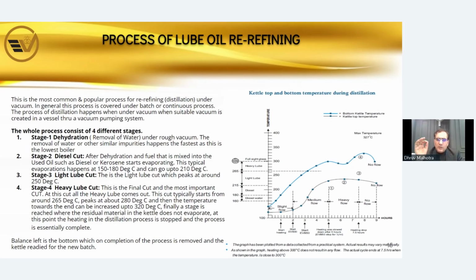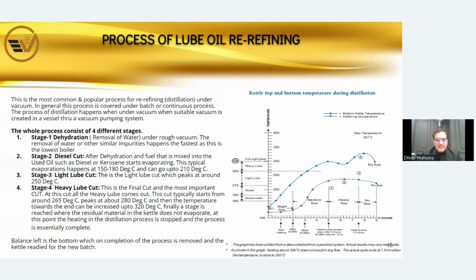So if I want to tell you the whole process, I will categorize it into 4 stages. Stage 1 is the stage of dehydration. At stage 1, we are removing water and other low boilers that are present in the system. This stage removes all impurities which are low boilers, and the temperature rise is not very high during this stage.